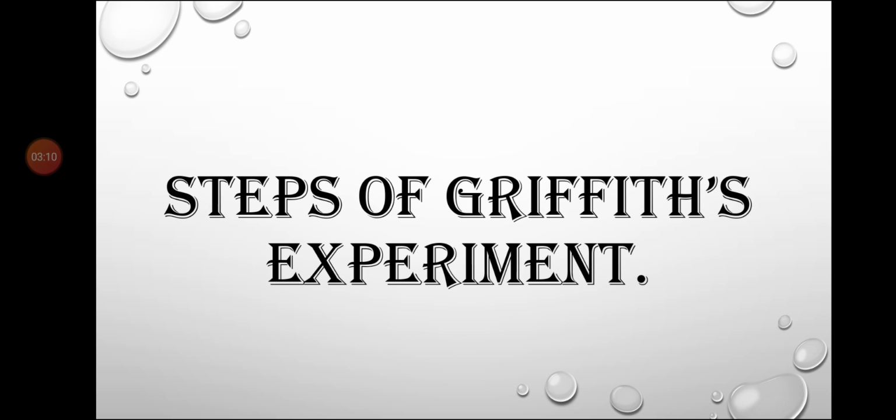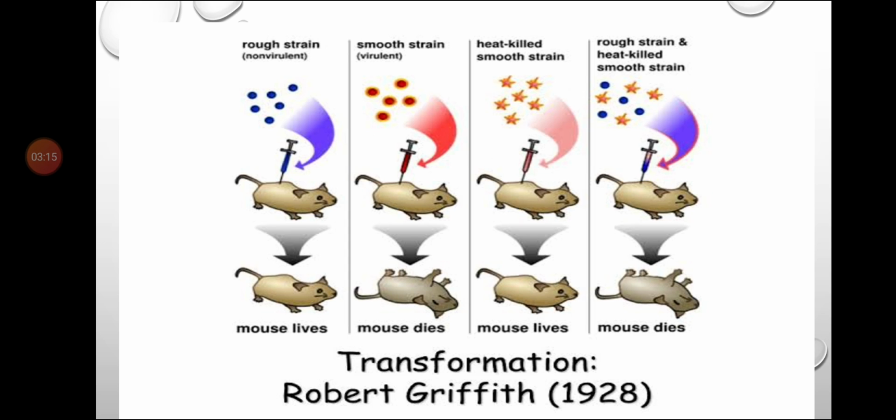There were 4 steps in which the experiment was done. You can see here this diagram where the 4 steps are given. First step, R strain is injected into the mouse. Second step, smooth S strain is injected into the mouse. Third step, heat killed S strain is injected into the mouse. And the last step is rough strain, R strain, and heat killed S strain is injected into the mouse. You can see your result.